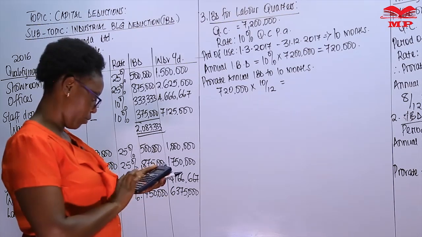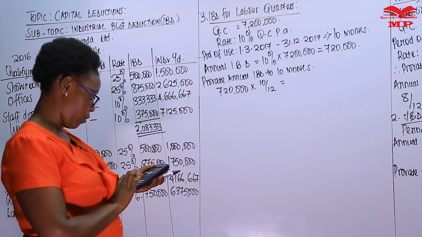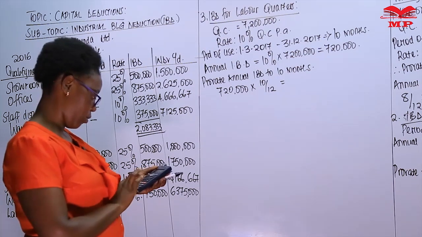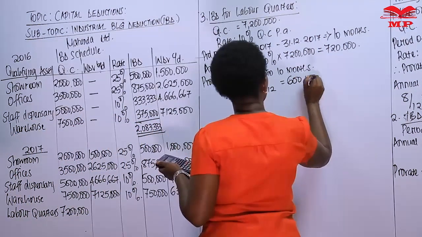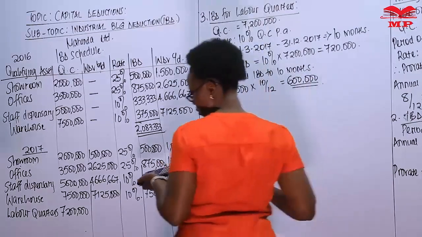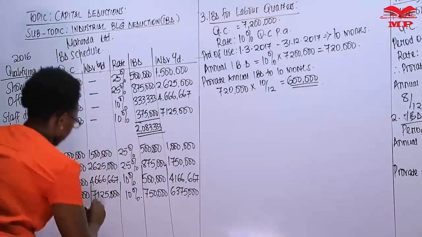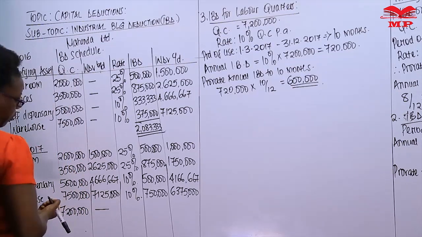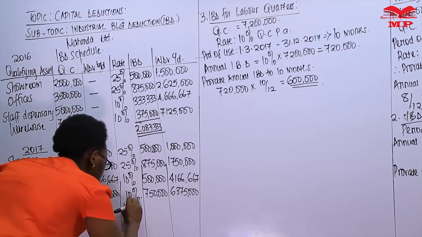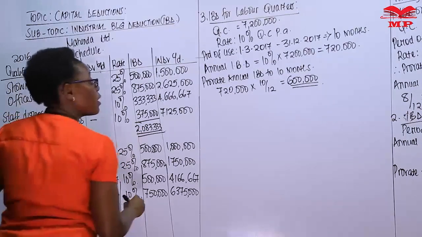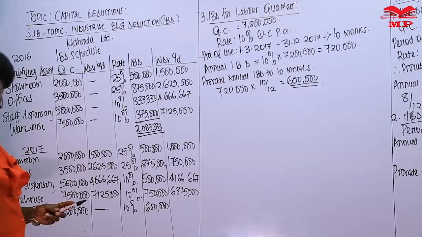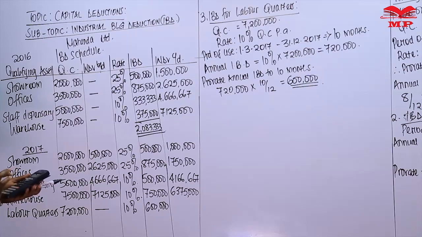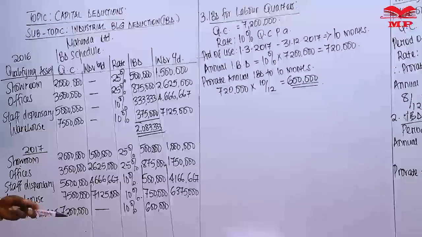So 720 times 10, 600,000. So that is what we will have here. So it's the first year of use, so you don't have written down value brought down. We're using a rate of 10% from our working. That is giving us 600,000. And then the remaining amount is 7.2 less that, 6.6 million.